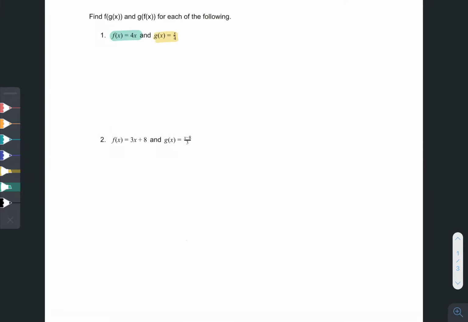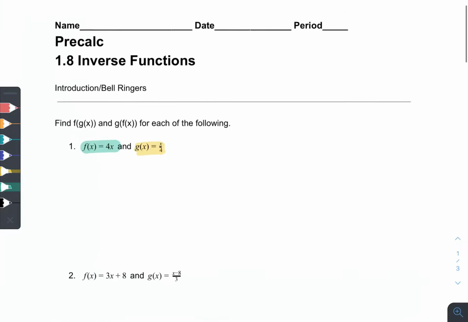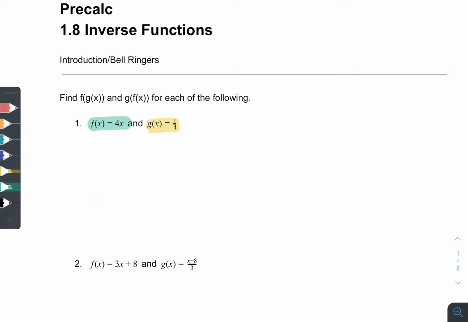Alrighty, so first up, we're going to find f of g of x and g of f of x. So we did this before. We're going to go ahead and do it again. To find f of g of x, we're plugging into f of x. Wherever there's an x, we're going to plug in g of x. So we're plugging in that x over 4. Then, of course, we want to simplify, so these cancel out, and we're left with just an x.